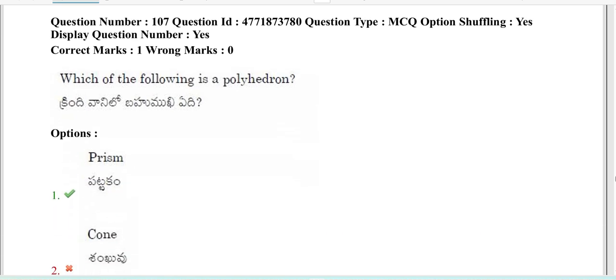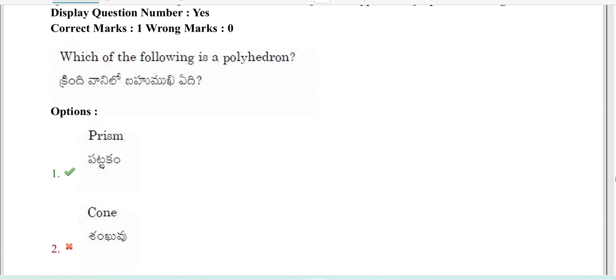ఓకే. నౌ let us see the next question. Which of the following is a polyhedra? Polyhedra అంటే ఏంటి? Which of the following is polyhedra means what? A solid object which is formed by all flat surfaces is known as polyhedra. ఇక్కడ ప్రిజం తీసుకున్నట్లయితే ప్రిజం అనేది పాలిహెడ్రాకి ఒక ఎగ్జాంపుల్. ఎందుకంటే దీంట్లో అన్ని ఫ్లాట్ సర్ఫేసెస్ ఉంటాయి.